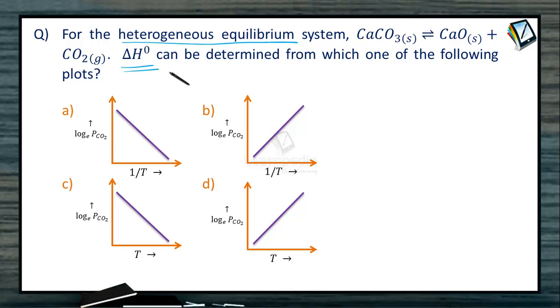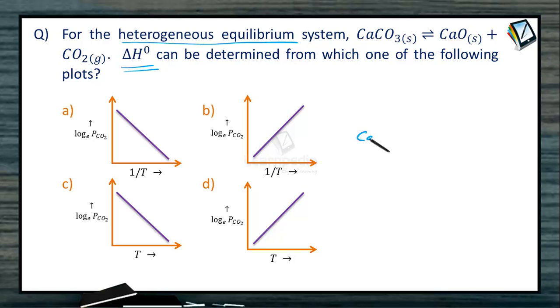So we are indirectly asked to work out how this delta H naught can be worked out from the following plots between log E partial pressure of carbon dioxide plotted against 1 by T. Here also log E P of CO2 is plotted against 1 by T. But in C and D, it is on the x-axis against T. So there is a change. It's not that these two are very similar, when plotted against 1 by T and T.